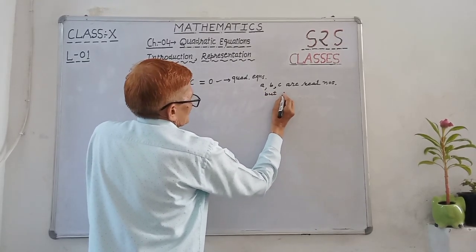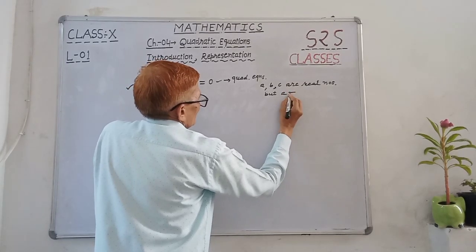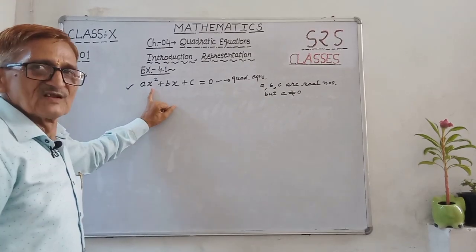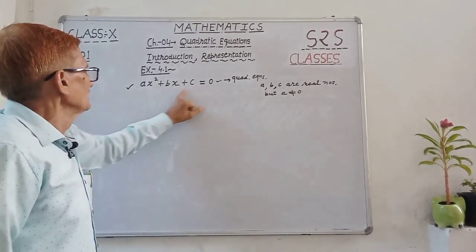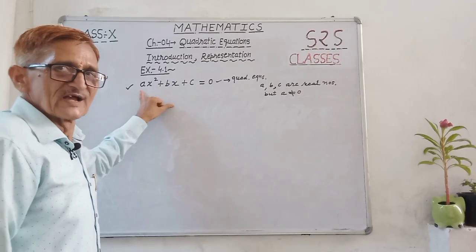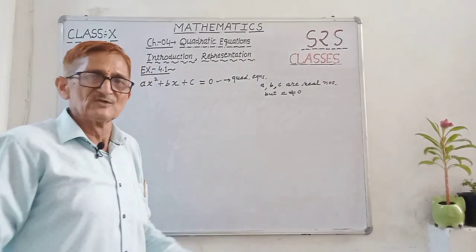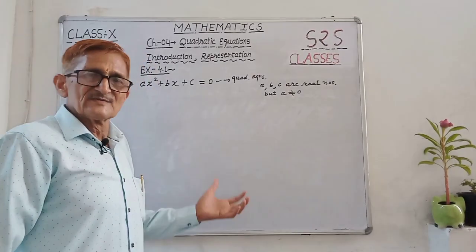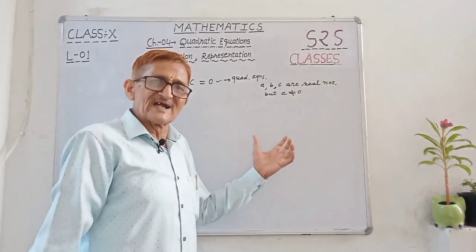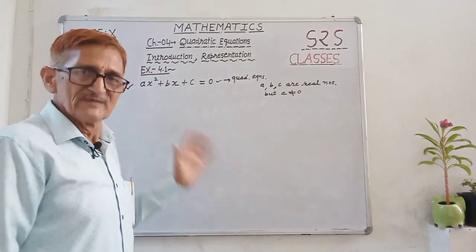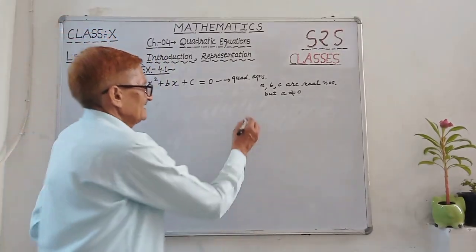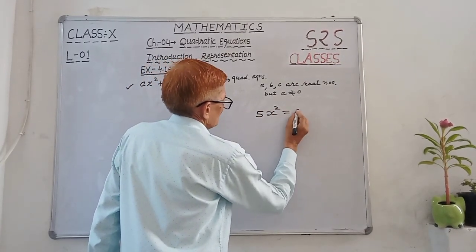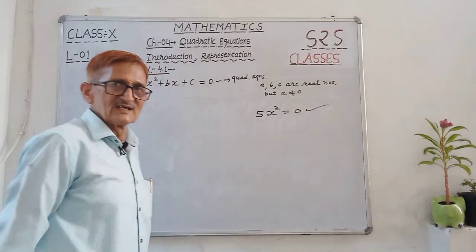all can be any real number, but a value not equal to 0, otherwise x square will be 0 and it will not be quadratic, it will be linear. So the coefficient of x square can never be 0. Others may be 0, b may be 0, c may be 0. So in a quadratic equation, it doesn't matter that all three terms must be present, maybe only a single term, like 5x square is equal to 0. This is also a quadratic equation.